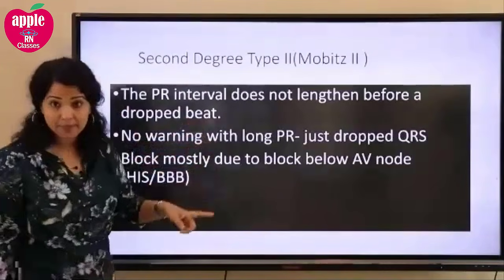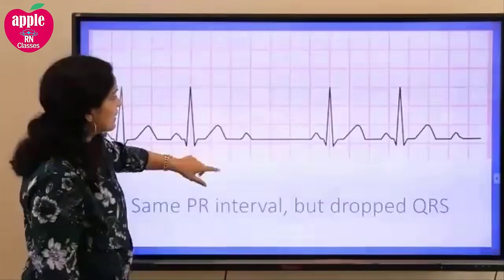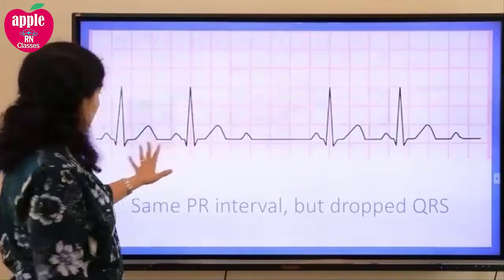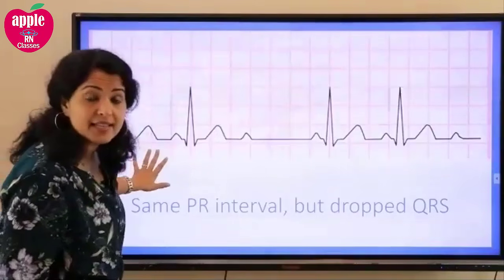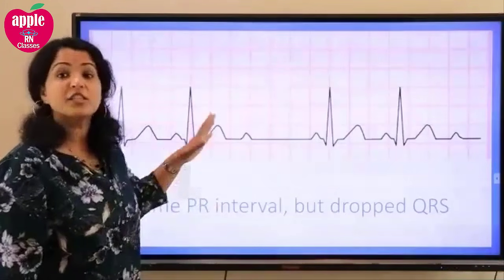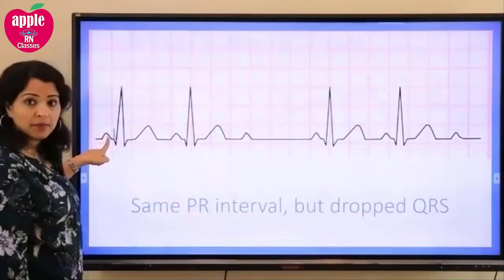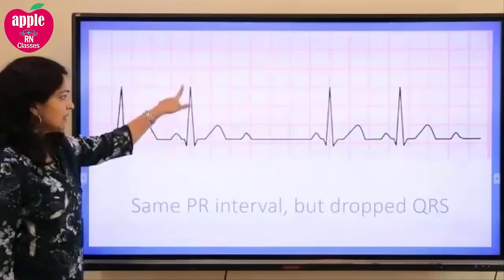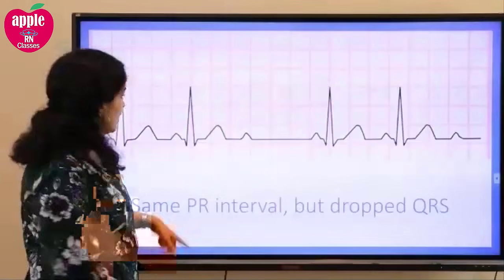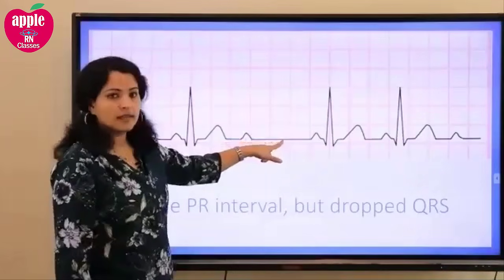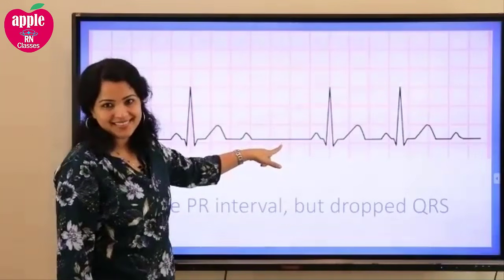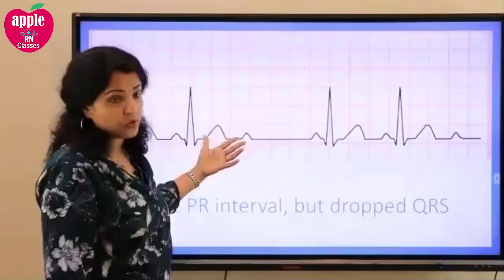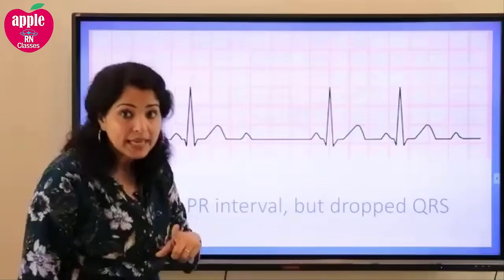So this is type 2. In type 2, what happens is this. Now if you get this, first of all, we are looking to see if there is a QRS with each P. I looked at this P, there is a QRS, we are good. There is the next P, there is a QRS, we are good. But then there is no QRS, right? How do we know if this is type 1 or type 2? We look at the PR interval.